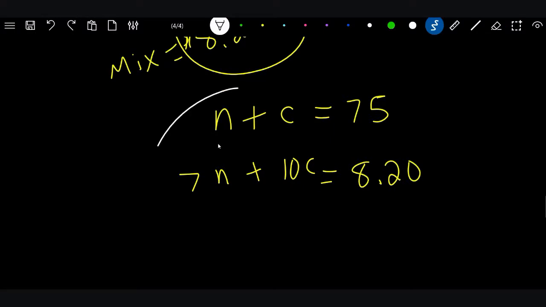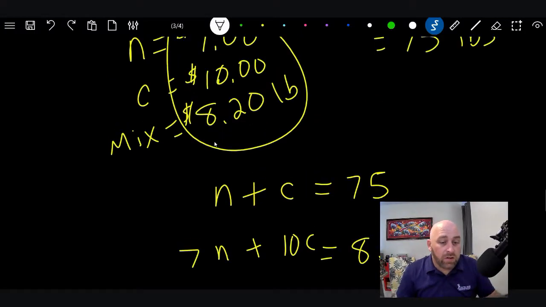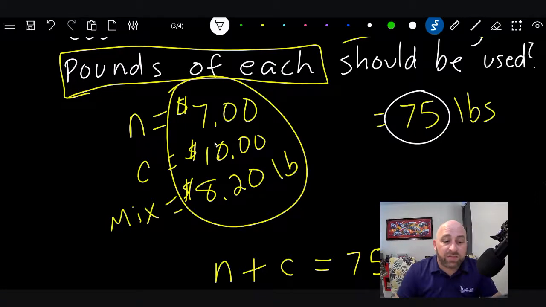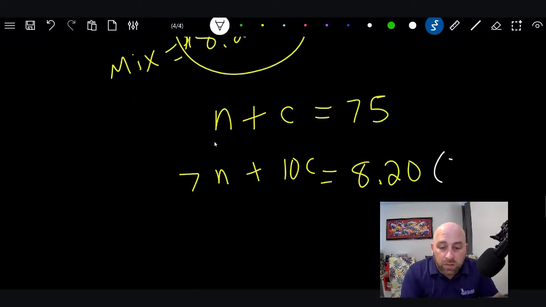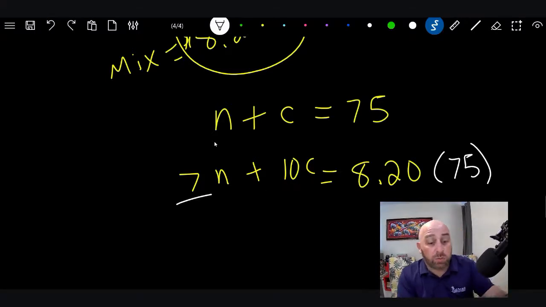All right, so here is our system of equations. There's one more thing that I need to do. Notice that this is $7 times the peanuts, and this is $10 times the pecans. This is actually $8.20 times the mixture, okay? Because that's how much we're going to have when we've got it all mixed together. So what was the mixture? The mixture was 75 pounds. So one thing we need to do here is multiply that by 75 pounds. That will put all of this in basically totals per pound.